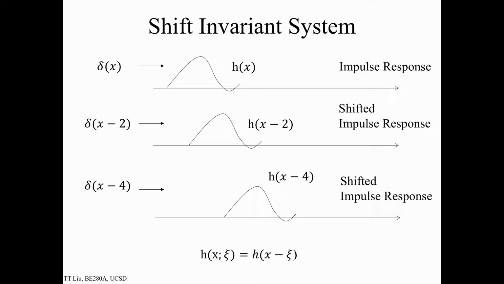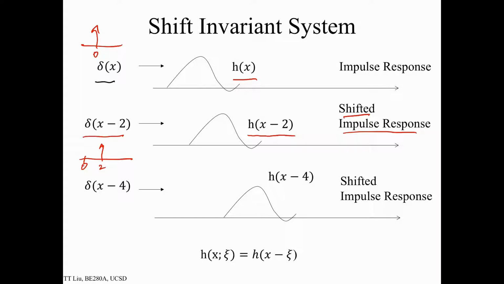So consider a system where the input is a Dirac delta function, and the impulse response is h of x. The system is shift invariant if I come in with another input, which is a delayed version of the Dirac delta. So this would be a Dirac delta located at 2. So it looks something like this, whereas this Dirac delta is located at 0. And if the system is shift invariant, then the impulse response to the shifted input must be just a shifted version of the original impulse response. So then we could write it just as h of x minus 2.